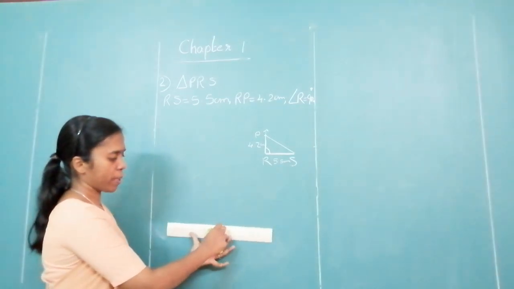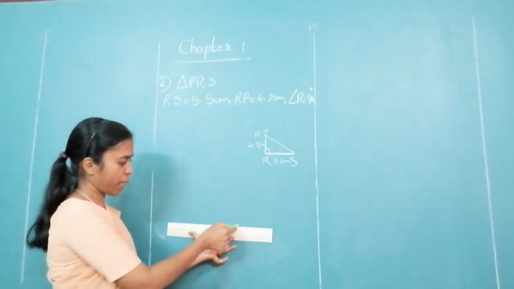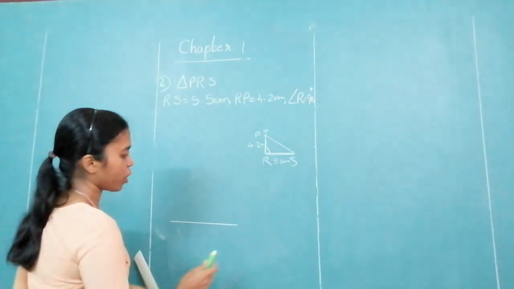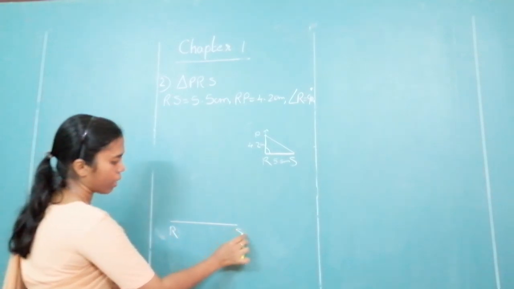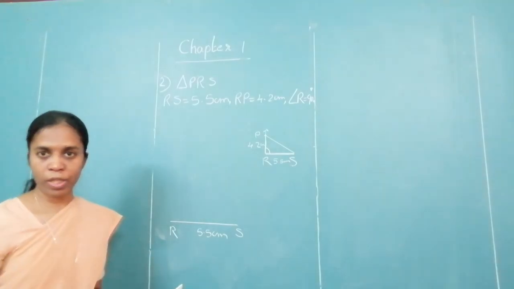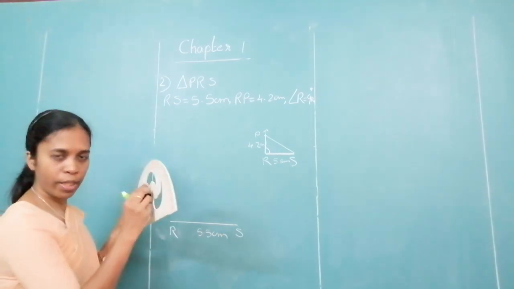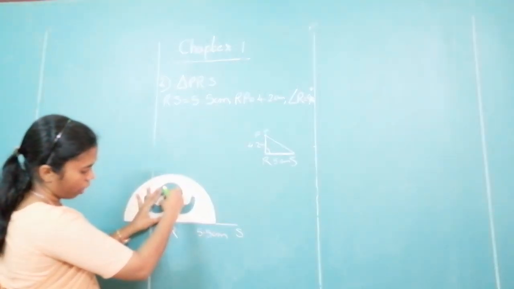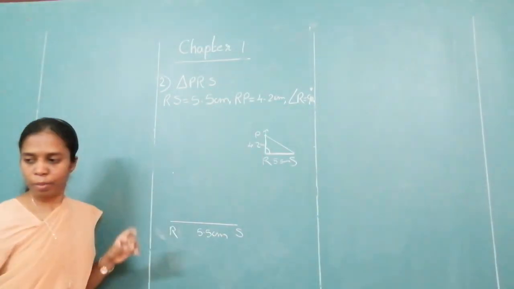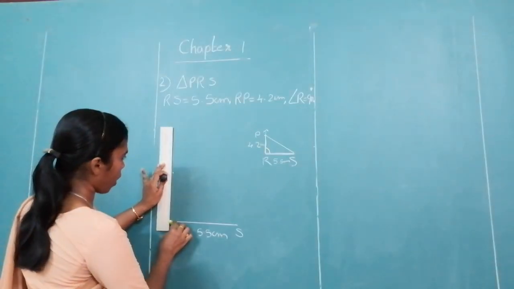First draw the base. We have drawn the rough sketch. Now draw the base. 5.5 centimeter is your base. So you draw that 5.5 centimeter. The moment you finish drawing, name it RS, 5.5 centimeter. Now what is the next? R is 90 degree. So take a protractor, keep the point on R, measure 90 degree, mark it, and then draw from R through that point.